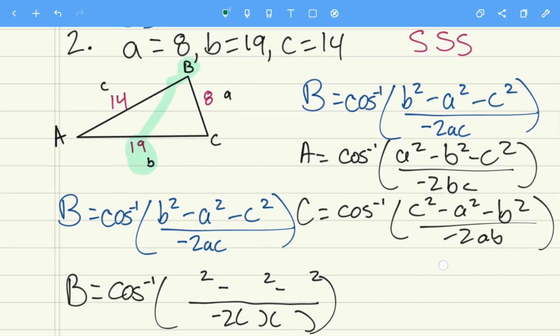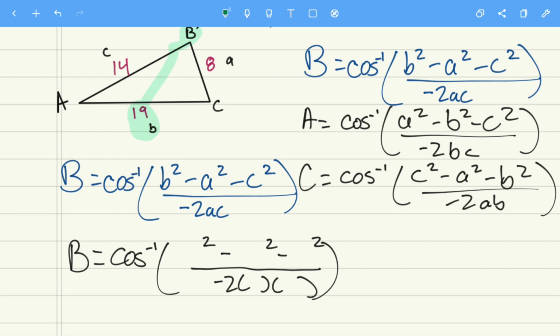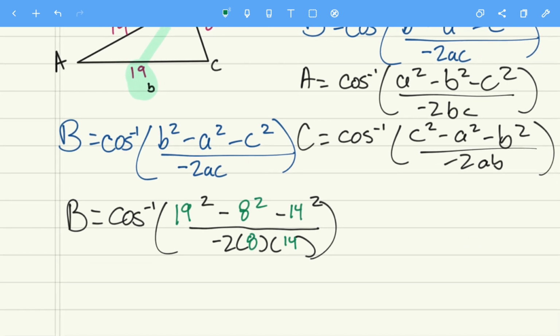So we are looking for angle B, so I'm going to go ahead and put B equals cosine inverse of 19 squared minus 8 squared minus 14 squared. Then on the bottom, it's going to be negative 2 times 8 times 14. I'm going to go ahead and plug in the inside into a calculator first.